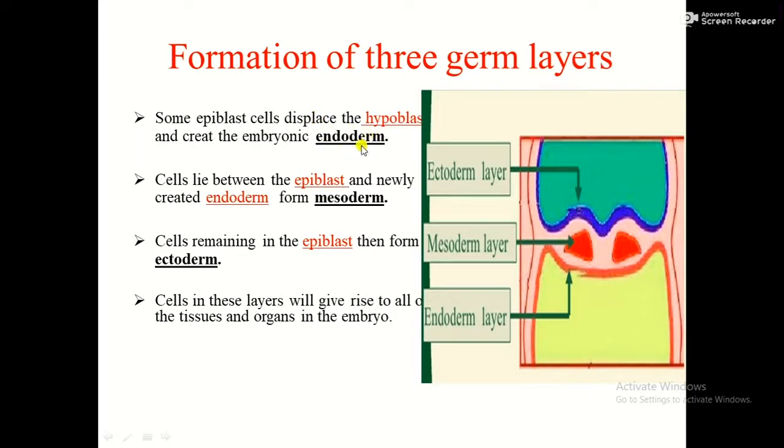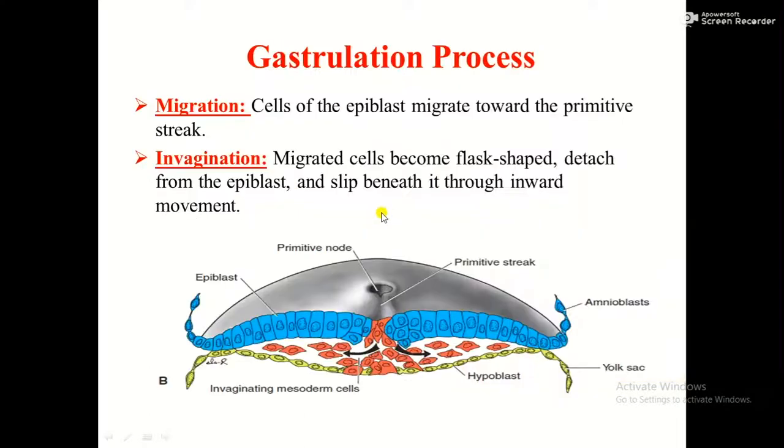So first of all, we need to know how endoderm will form. Okay, how endoderm will form. So some epiblast cells displace the hypoblast. Okay, let's see right here. So these are the hypoblast cells, isn't it? The yellow one. This is the hypoblast layer and this is the epiblast.